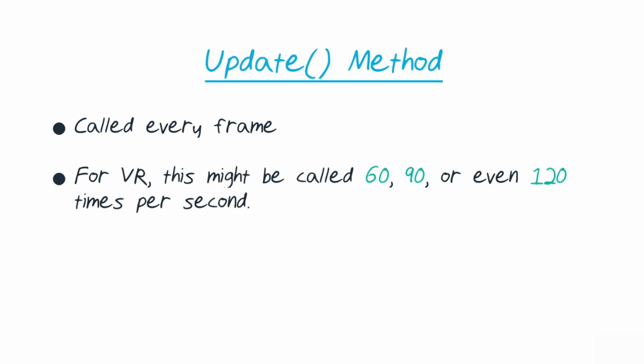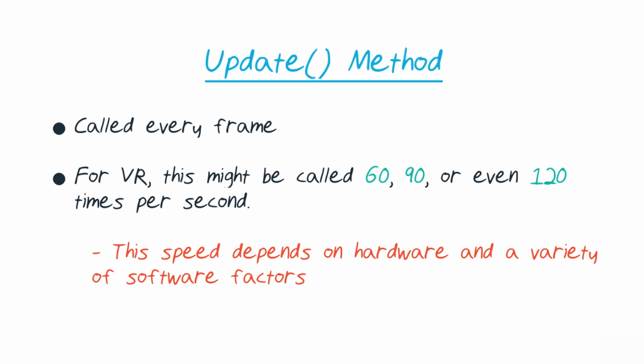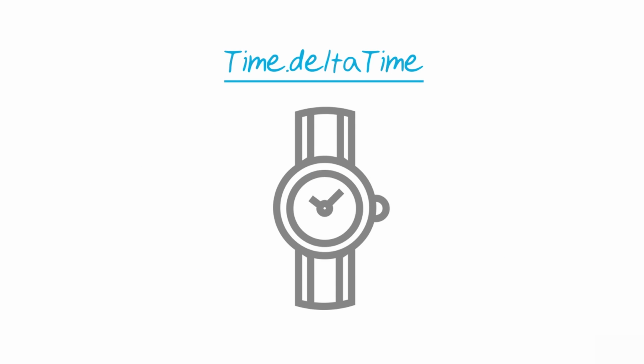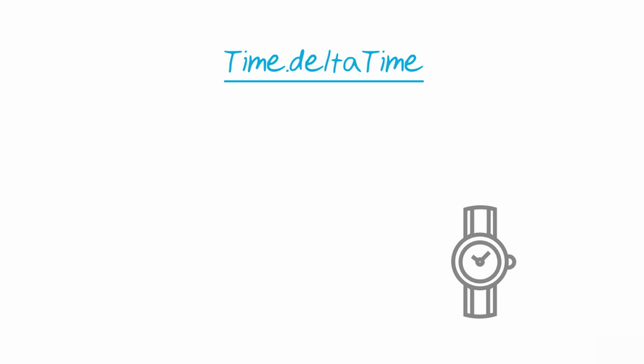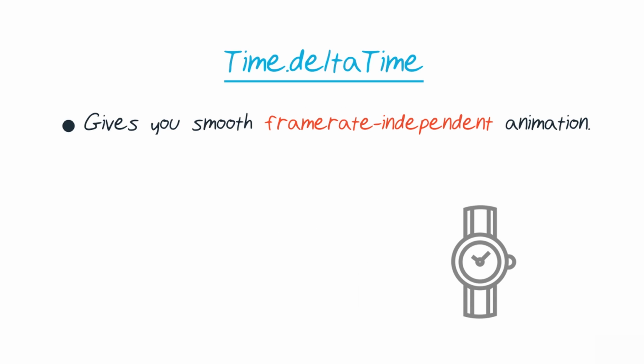For VR, update might be called 60 times a second, 90 times a second, or even 120 times a second. You really can't be certain how often update will be called. Since we don't know how often update will be called, we have to use Time.deltaTime to smooth out the motion over time. Time.deltaTime gives you frame rate independent animation.